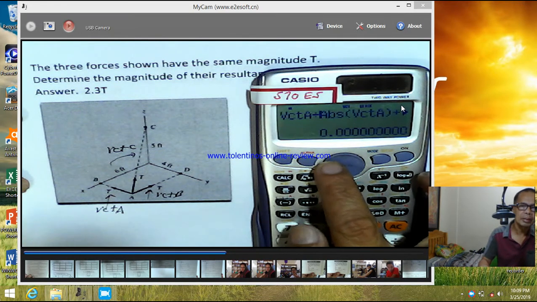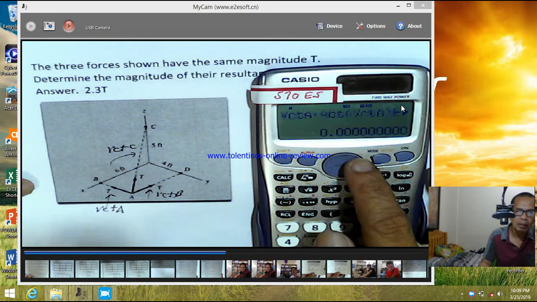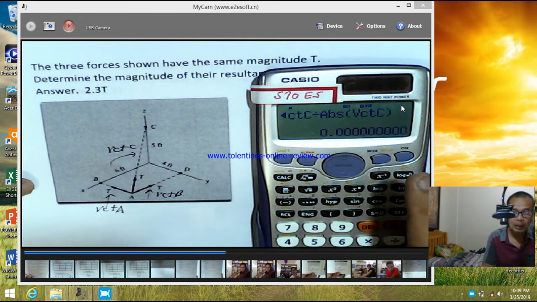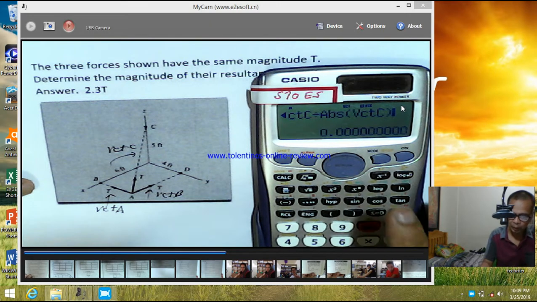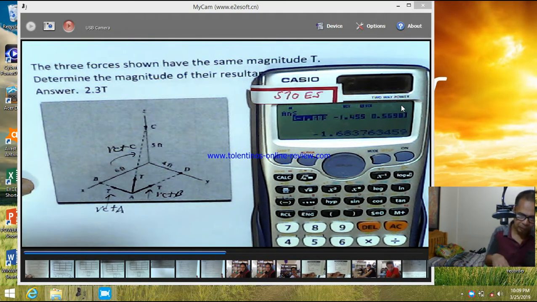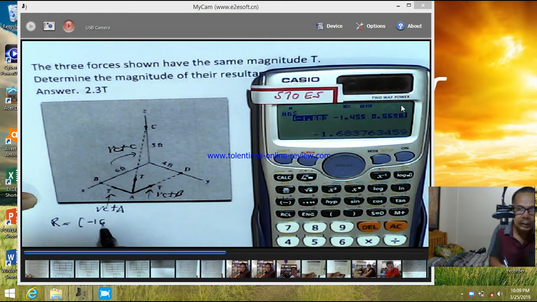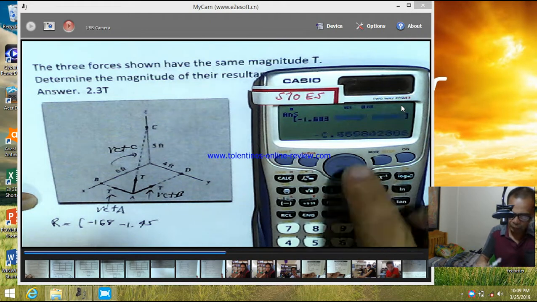Now look at how I type: unit vector of A is vector A divided by absolute value of vector A plus vector B divided by absolute value of vector B plus vector C divided by absolute value of vector C, and lahat yan T. So, assuming it's all 1, then multiply lang natin by T. So, the resultant vector will be what? Negative 1.68, negative 1.45, and 0.7.